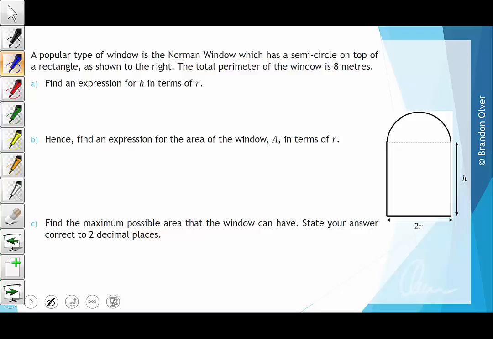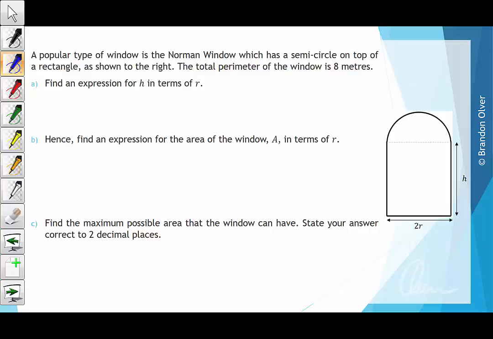A popular type of window is the Norman window, which has a semicircle on top of a rectangle as shown to the right. The total perimeter for this window is 8 metres. In part A, we want to find an expression for h in terms of r. To do this, we'll use a perimeter equation.